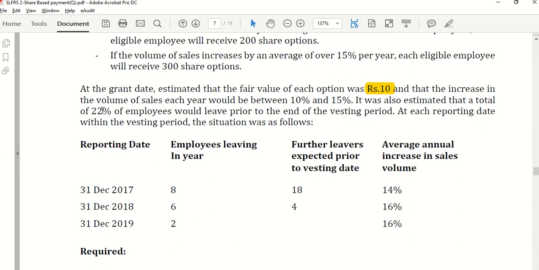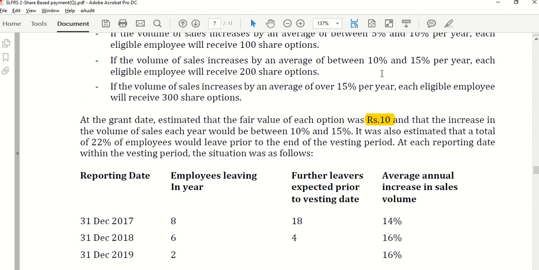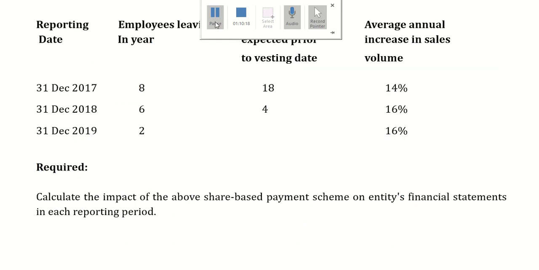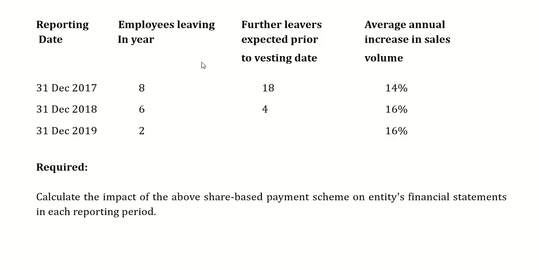vesting period, that means this is at the end of the third year. Because of that, rather than going with the other base, the most reliable is this. An average increment rate is 14%, which we are expecting. 14% means which category does it fall into? Is it in the 10-15% category? Right. Okay, so now we'll see how we're going to check this out.